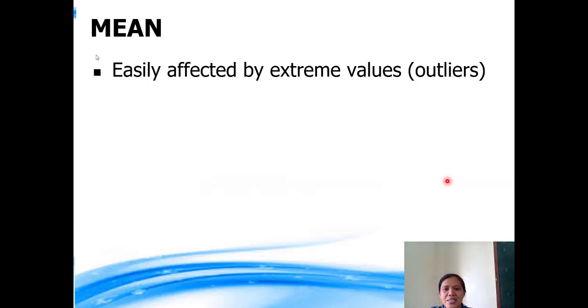The mean is easily affected by extreme values or outliers. Outliers means that values are very low or very high among values found in the data set.